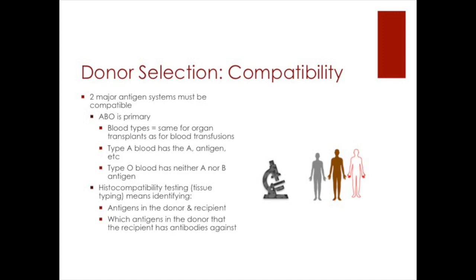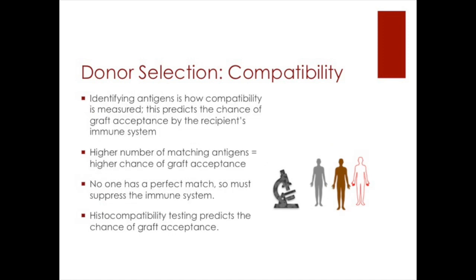Histocompatibility testing, or tissue typing, means identifying antigens in the donor and in the recipient. And once they're identified, you have to see which antigens in the donor that the recipient has antibodies against. Identifying antigens like that is how compatibility is measured.